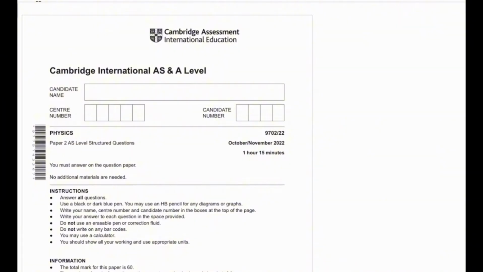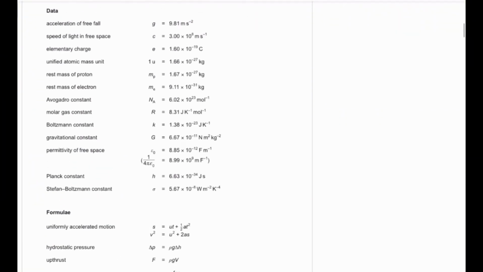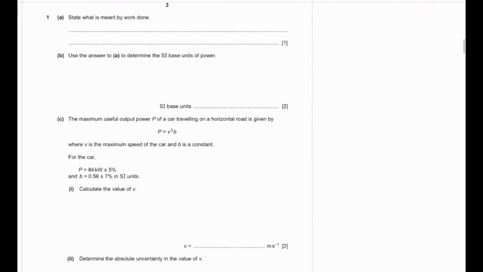Okay, so let's begin. So the first question, we've been asked to state what is meant by work done.